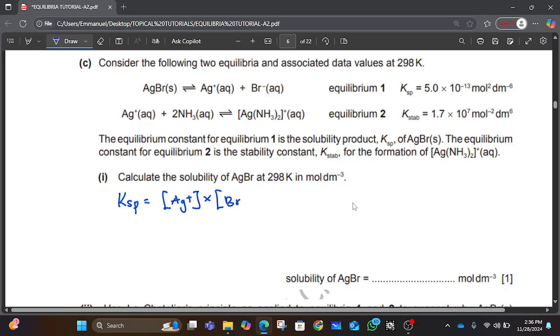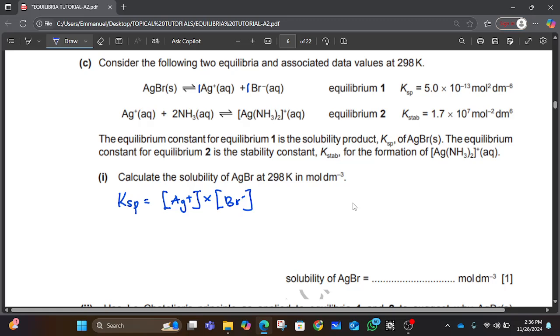In this case, the stoichiometric amounts of these ions are 1 and 1. So any value exponent 1 is the same value. So we leave it as this. But we don't know the concentrations of these ions. However, we can deduce them from this equation.